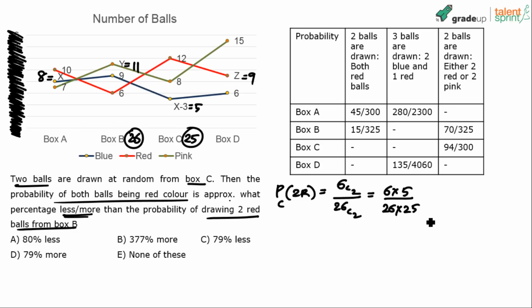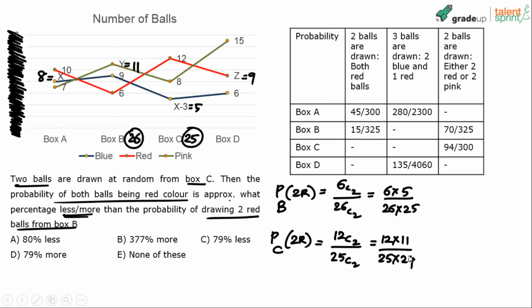All right. And the probability of drawing 2 red balls from box B. Okay, sorry. Box C has got only 25 balls. I'm sorry, this is for box B, and this is for box C. You're able to follow? Box B has got 6 red balls and total 26 balls. So 6C2 by 26C2. How about box C? Box C has got 12 red balls. So 12C2 divided by total 25 balls, 25C2. So this comes out to be 12 into 11 upon 25 into 24.